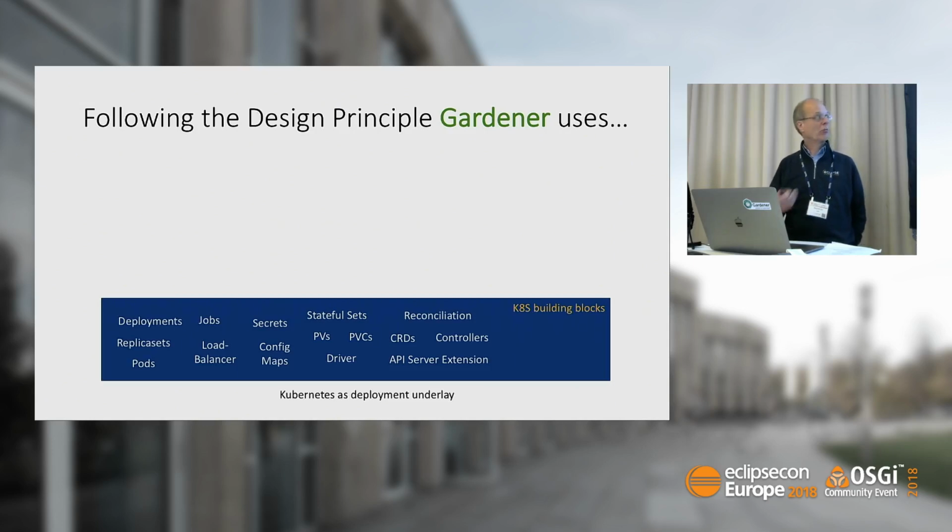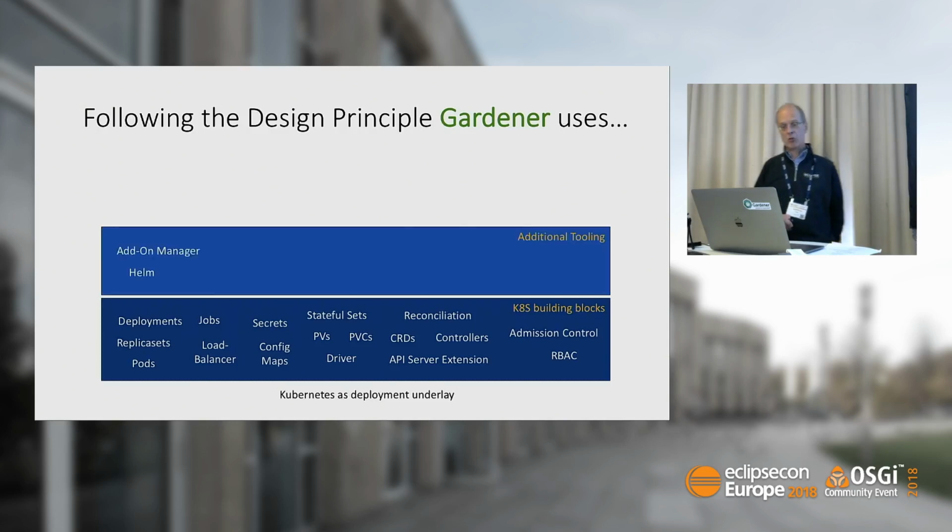Reconciliation is the overall principle of how the API works in Kubernetes. So we have CRDs, those are the custom resources, and controllers which do the reconciliation. And finally, we implemented Gardener as an API server extension. And of course, we also need security, so we use admission control and role-based access control. And on top of that, we use Helm for deployments, add-on manager to install additional software in the cluster.